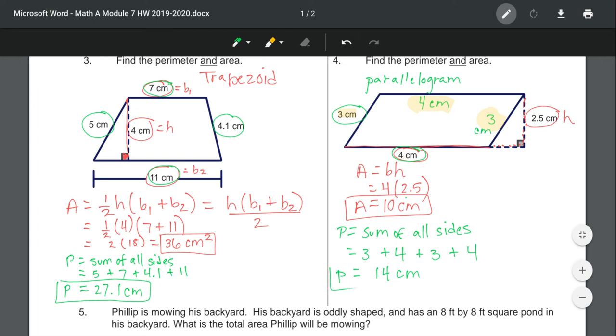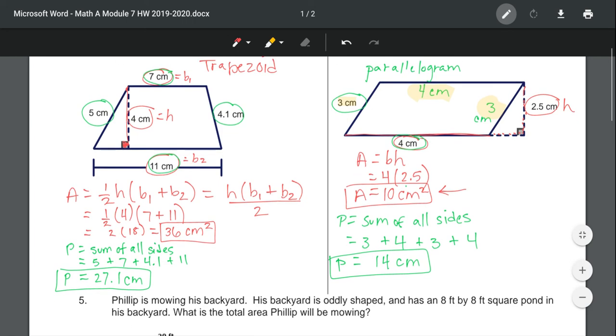for the perimeter. And I need to go back here for area, and the units are actually centimeters squared. So make sure you fix that. It's 10 centimeters squared for the area.